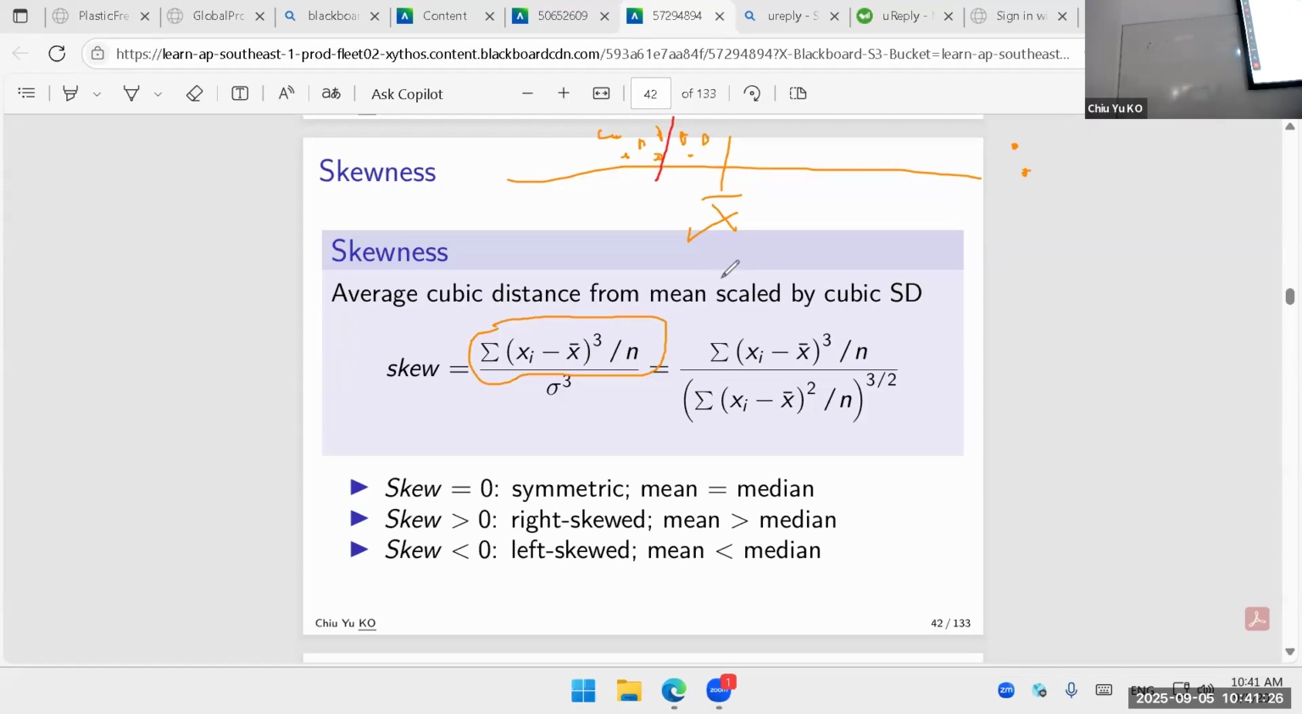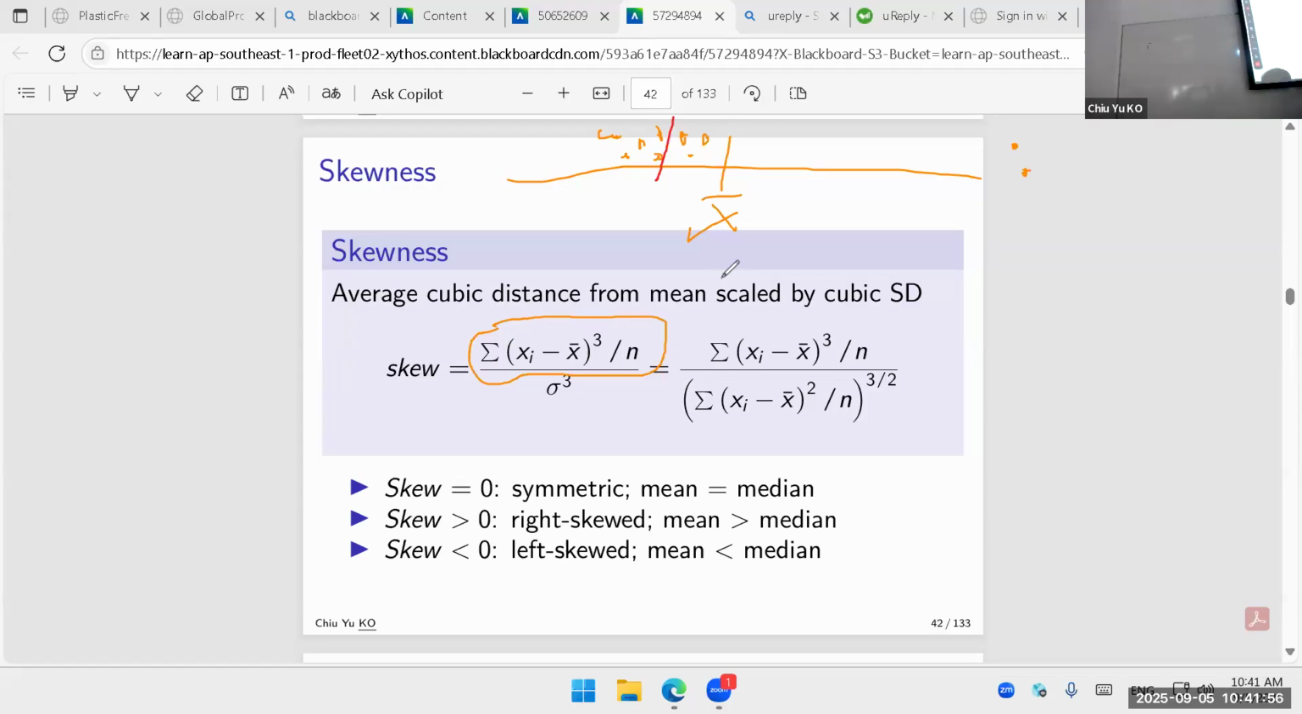Usually, we divide by the standard deviation raised to the power 3. The reason we do that is that we don't want the unit to be bad, right? Once we divide, we're done. Because I also don't want variation to change it, because larger variance also affects this number. So I divide by the standard deviation so that I just capture the skewness, how asymmetric the data is.